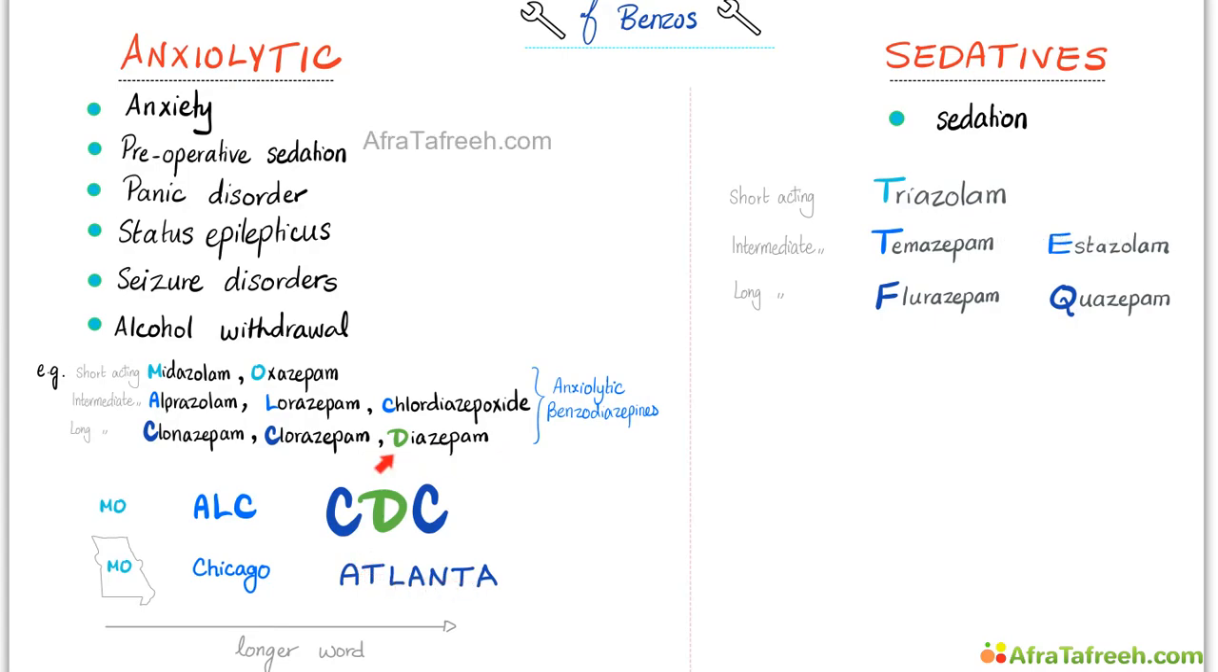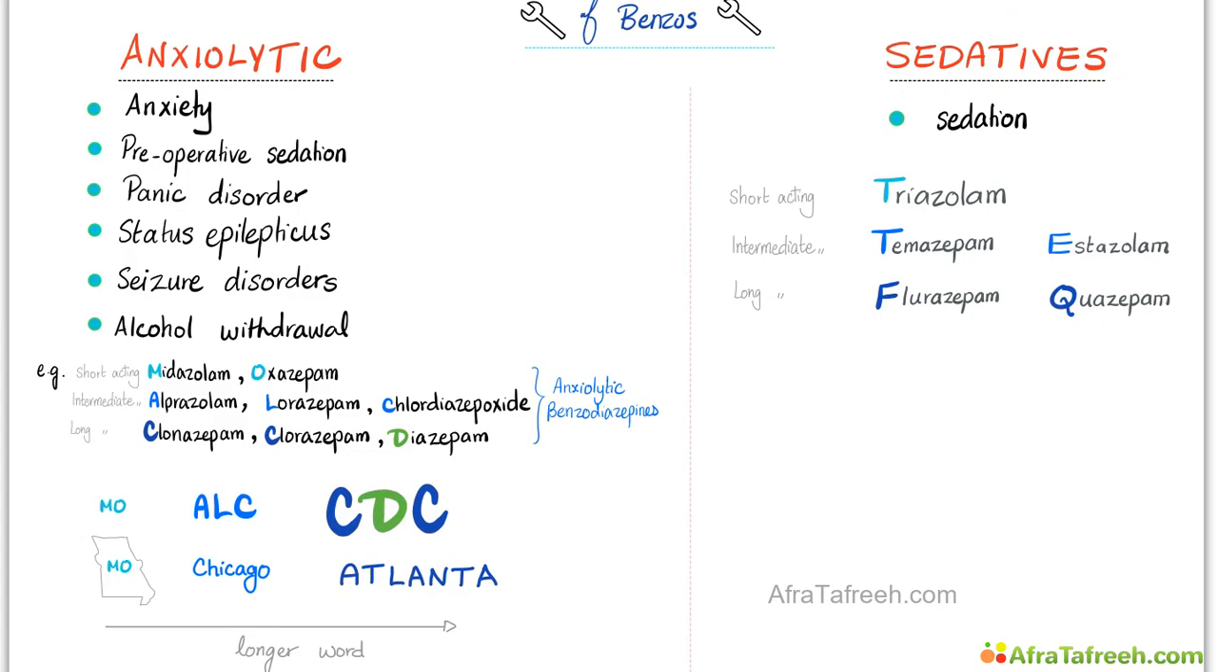See how long that is? Or you can use another mnemonic. So, MO, this is Missouri, a very, very tiny state. So it's short acting. How about the intermediate acting? Chicago is kind of in between. How do I remember? You can say, I live in Chicago, or Chicago is in Illinois, which is in America. So ALC. And then the long acting is CDC. And as you know, CDC is Atlanta. And Atlanta is written in a way that's longer than Chicago for whatever reason.